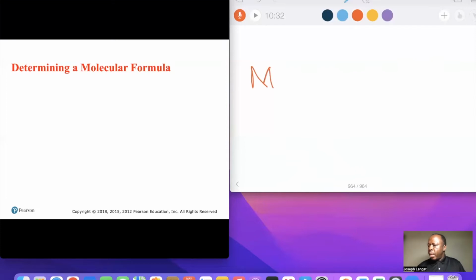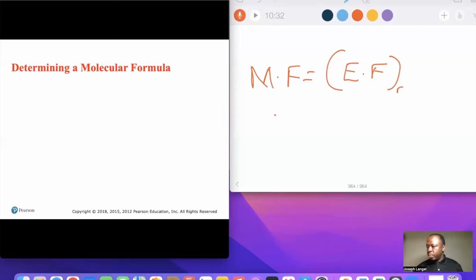Molecular formula, MF, is a multiple of empirical formula, EF. Remember, molecular formula shows the actual number of atoms in a molecule. Actual. This is the empirical formula.